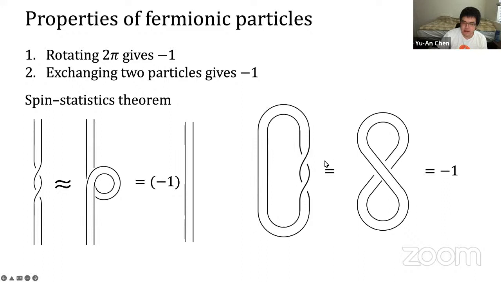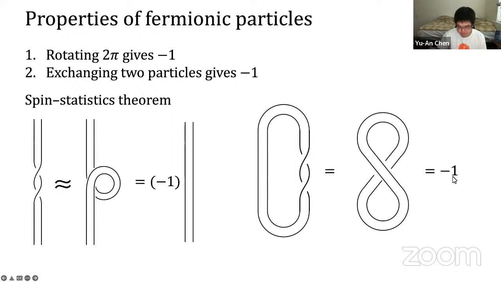So from this ribbon diagram, we can see that the spin sign comes from the rotation, and the statistics sign comes from the exchange of positions. They must agree with each other. So these two signs must both be equal to -1 or +1, depending on whether it is a fermion or a boson.